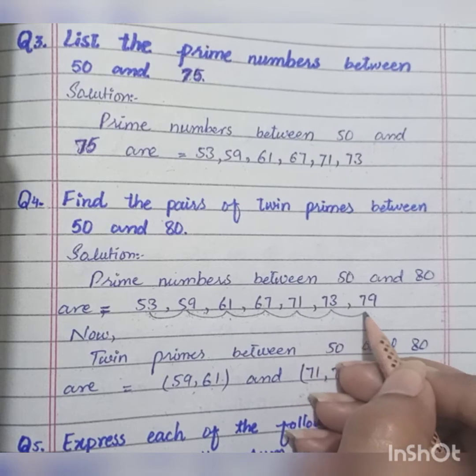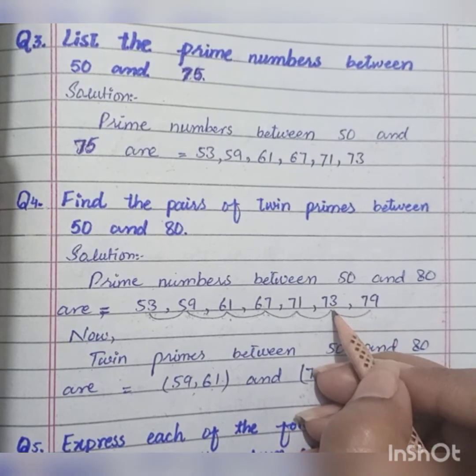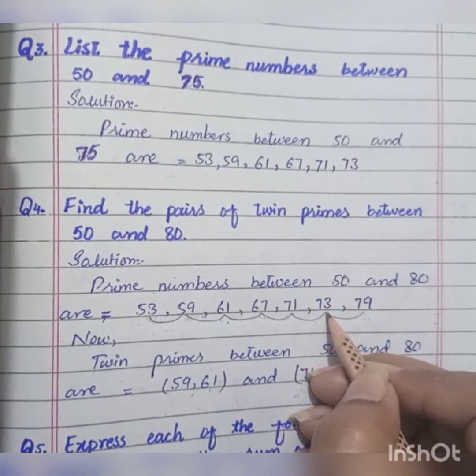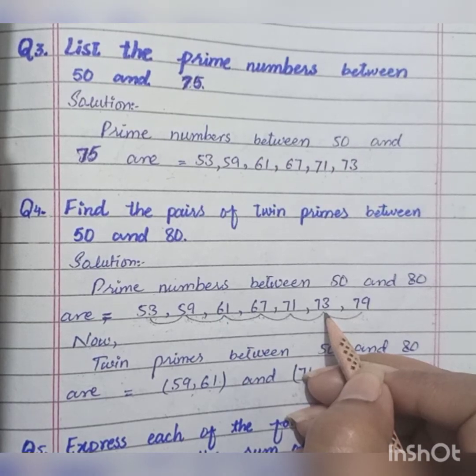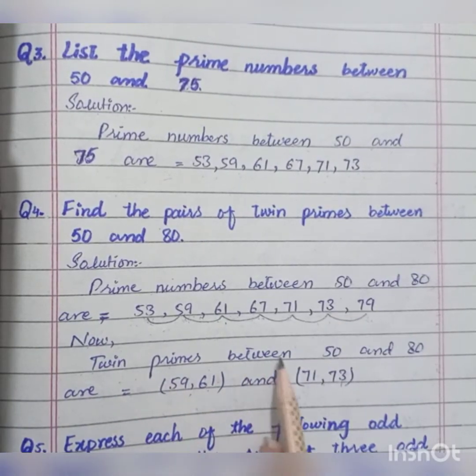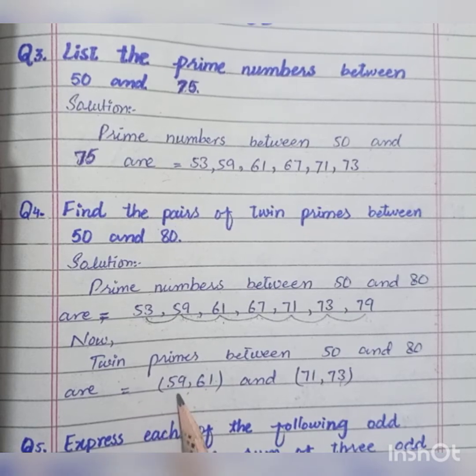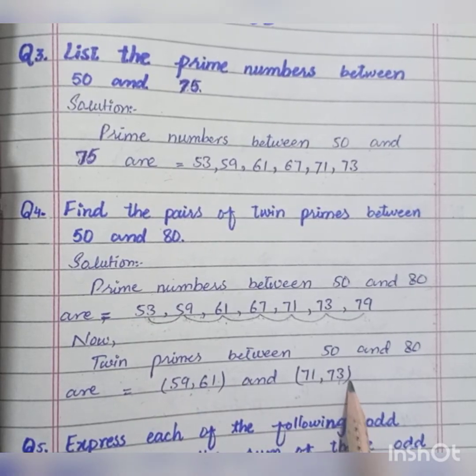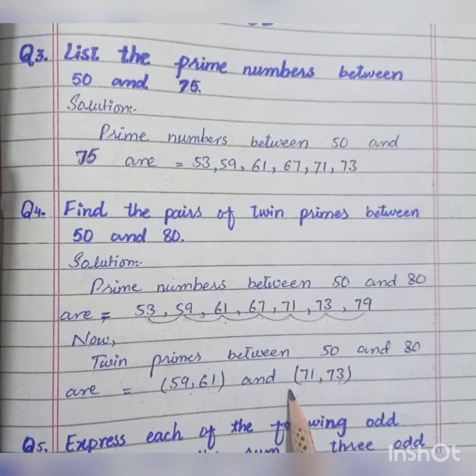Now let's check 79 minus 73. As 79 minus 73 is not equal to 2, it is also not a twin prime pair. So the result is: twin primes between 50 and 80 are 59, 61, 71 and 73. There are two pairs of twin primes.